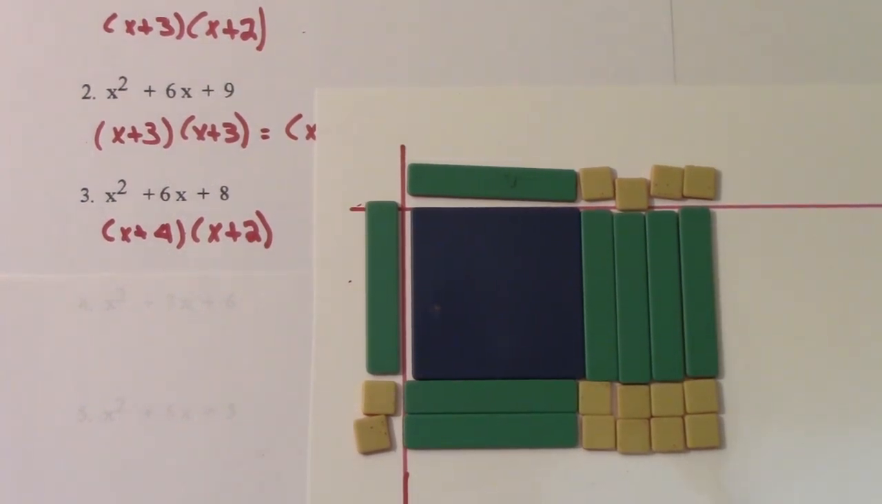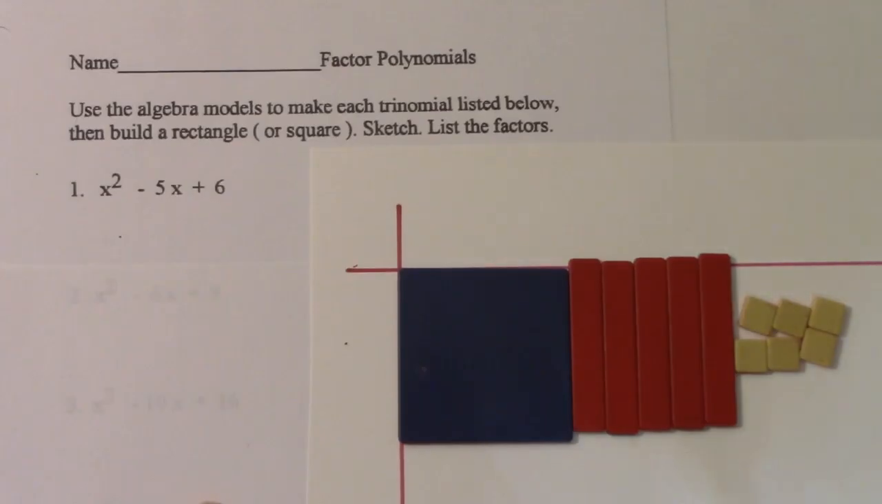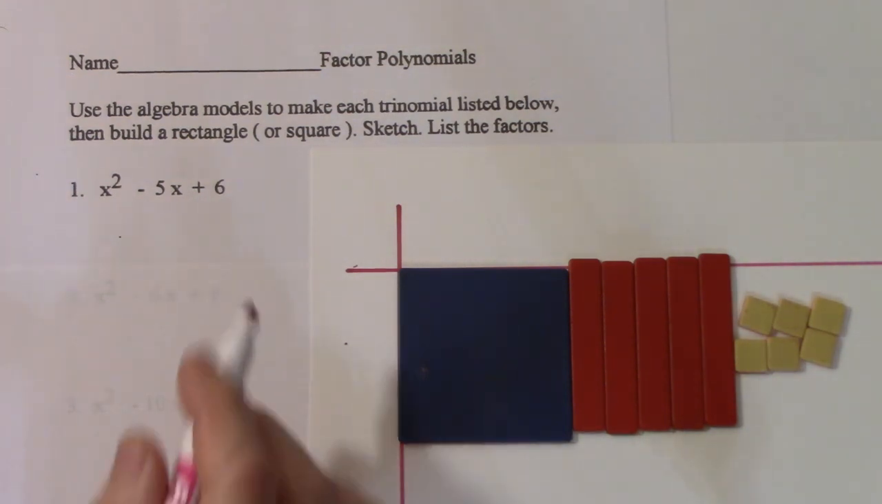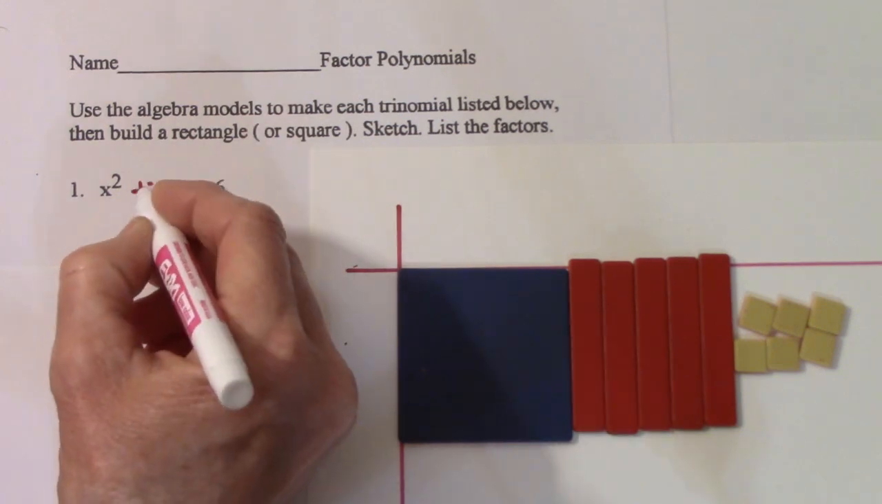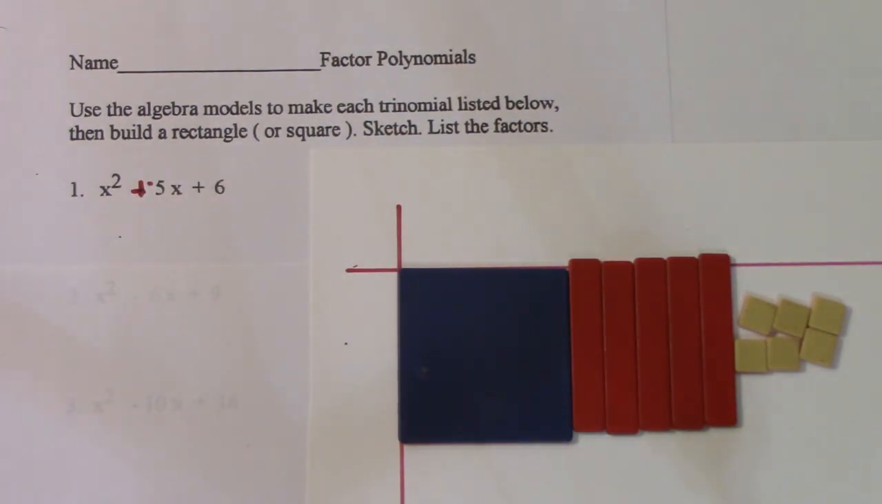So these were all the tiles were positive. Let's see what happens when we introduce some negatives. Okay, here I have x squared minus 5x, and I'm going to change that to plus a negative 5x plus 6.